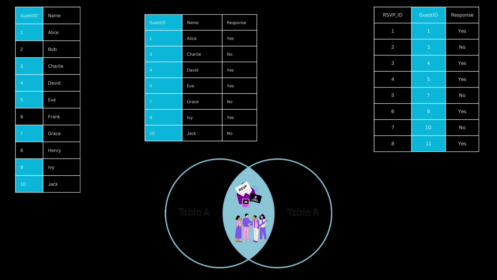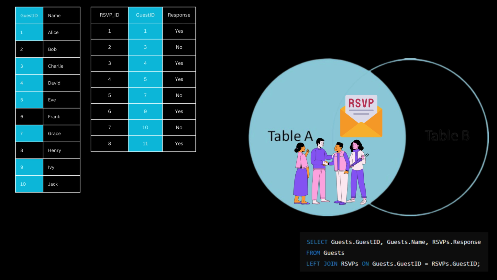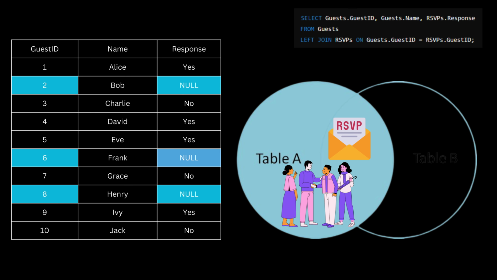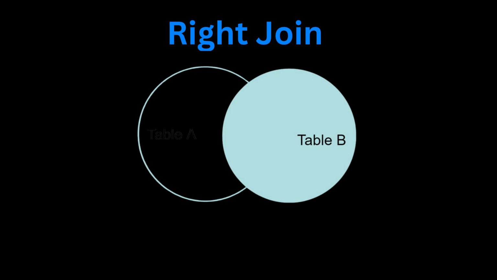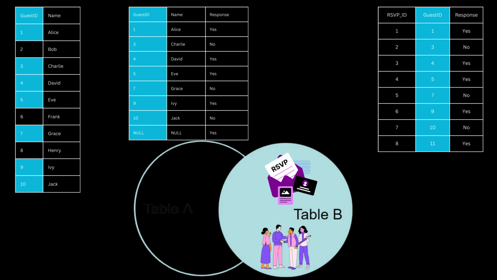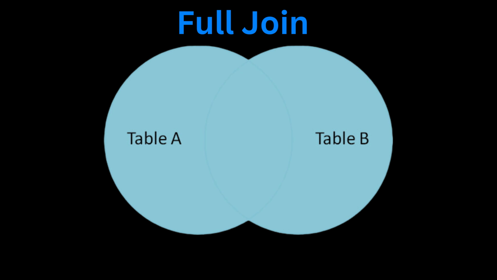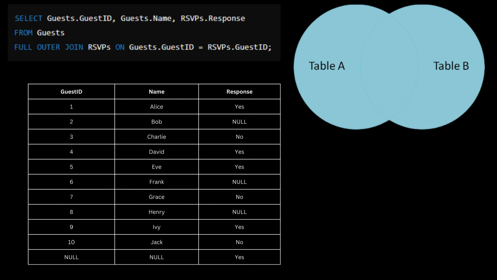invited and RSVP'd. Left join, like sending invitations and then noting who responded. You start with your full guest list and add RSVP responses, even if some didn't respond: null. Right join, similar to a left join but starting with the RSVP list and adding in who was invited. Full join, combining both guest list and RSVP responses, including those who didn't match either list.